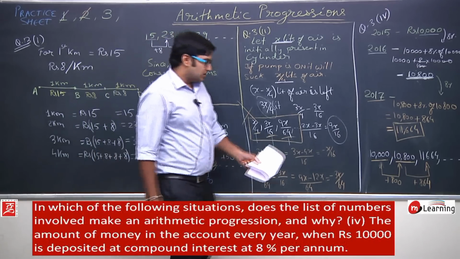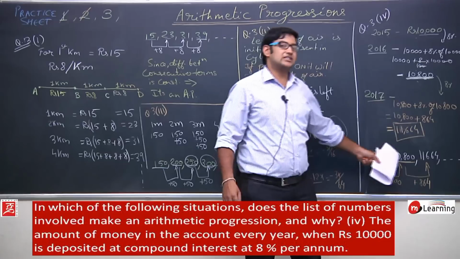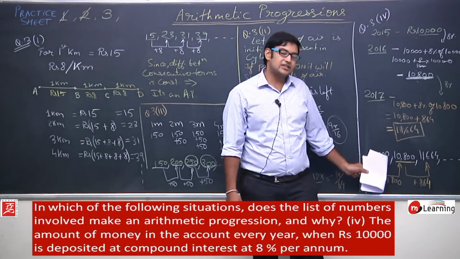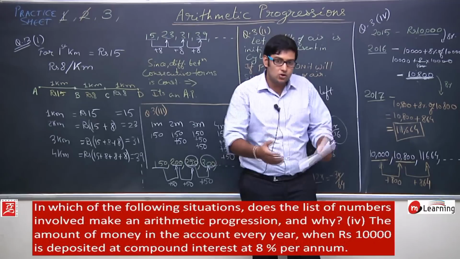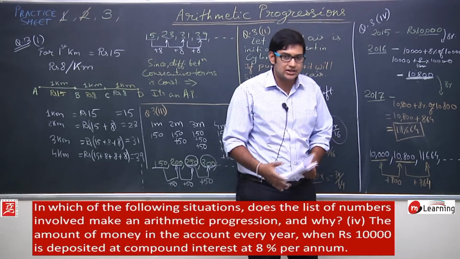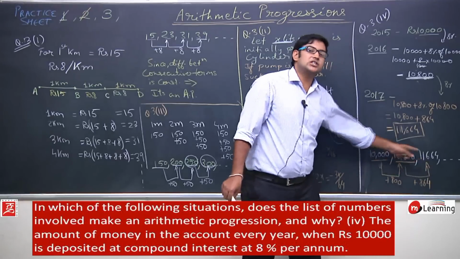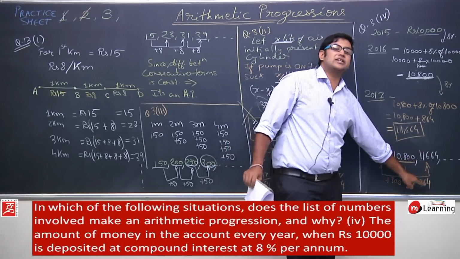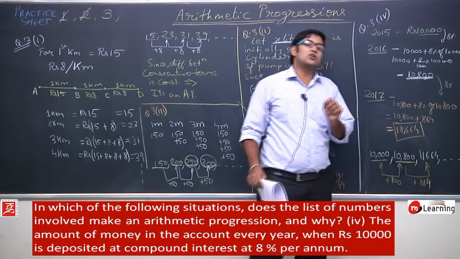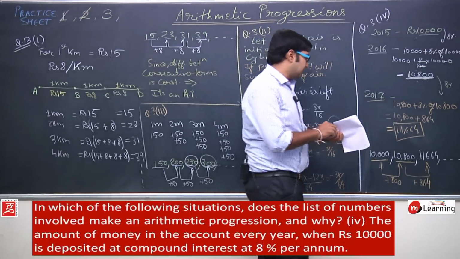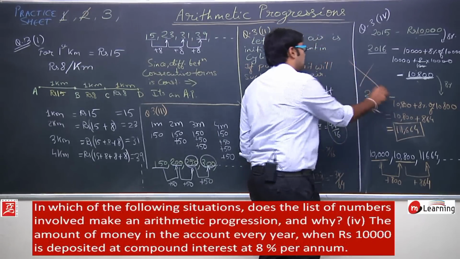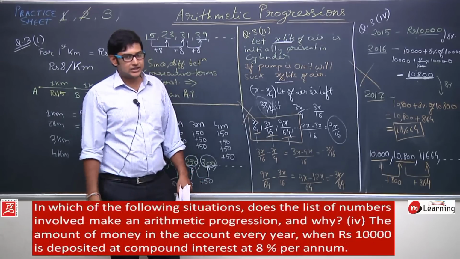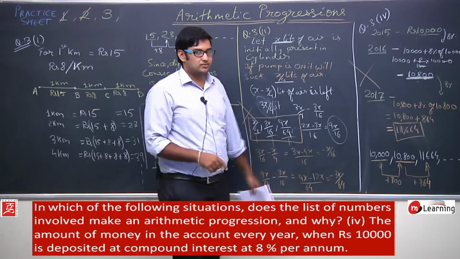Now, is this arrangement in arithmetic progression? Can you see whether this is in arithmetic progression or not? No, this is not an arithmetic progression, because the difference between consecutive terms is not constant. First it is 800, after that it becomes 864. So this difference is not constant, hence this is definitely not an arithmetic progression. Okay. In simple interest you will get an arithmetic progression, in compound interest you will not get an arithmetic progression.